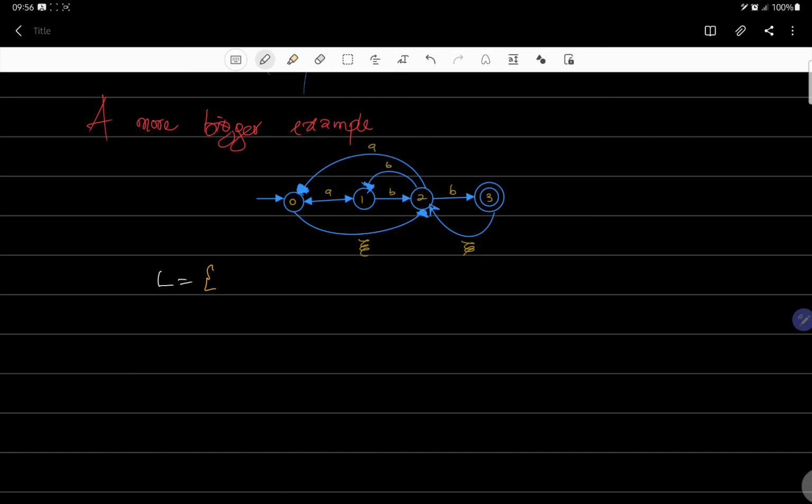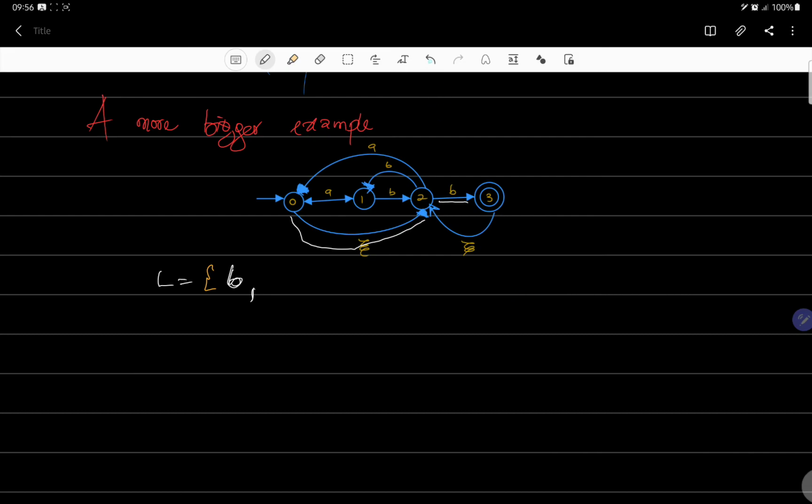So let's see if b alone can be the only thing. From 0 we go through epsilon, we enter 2. Now from 2 we go through b to enter 3. Epsilon means nothing or empty, so the only string we have here is b. So b is valid, and we can write just b.